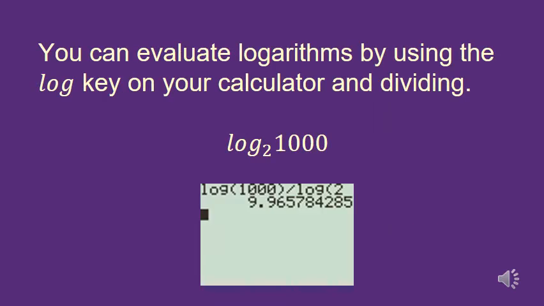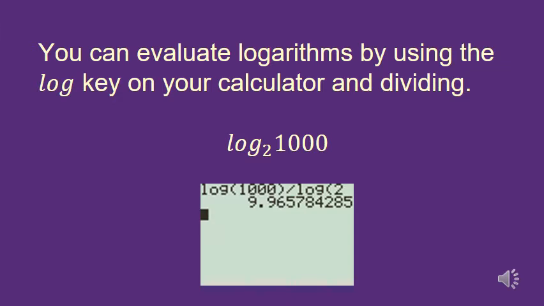We also learned last time that you could evaluate logs by using the log key on your calculator and then dividing. So if I wanted to find log base 2 of 1,000, I do log of 1,000 divided by log 2. You always start with the big number and you divide by the log of the base, the one that's written right next to log.